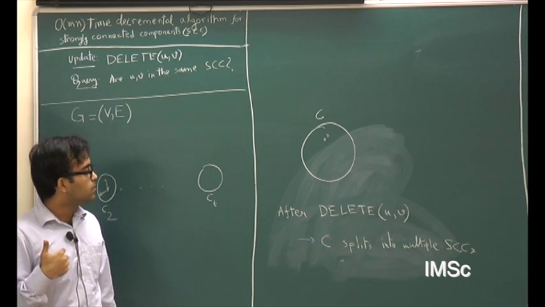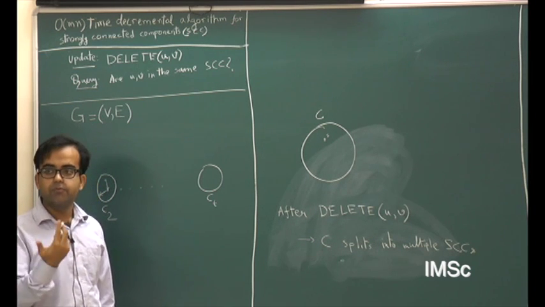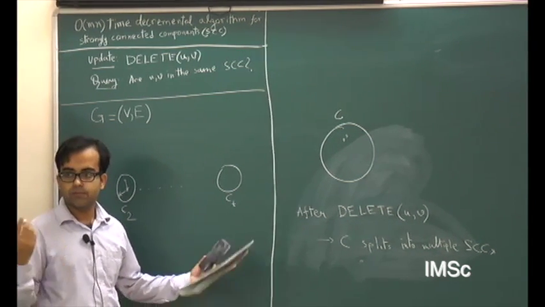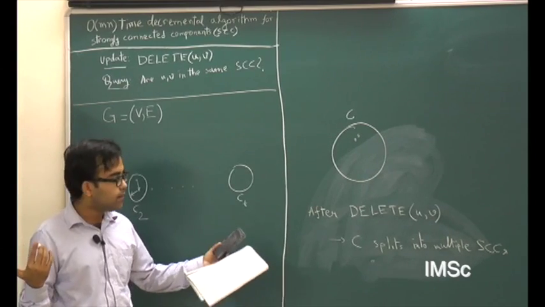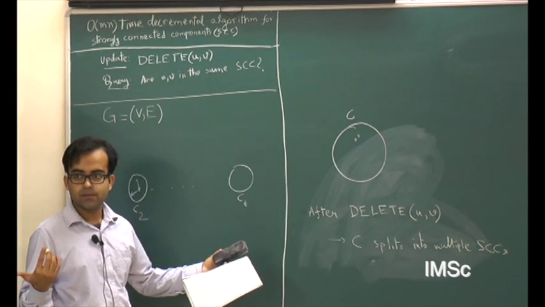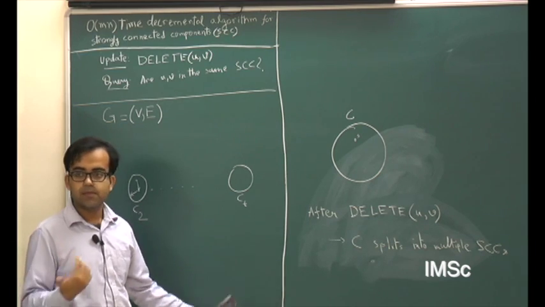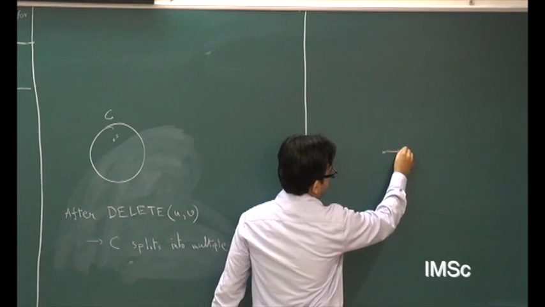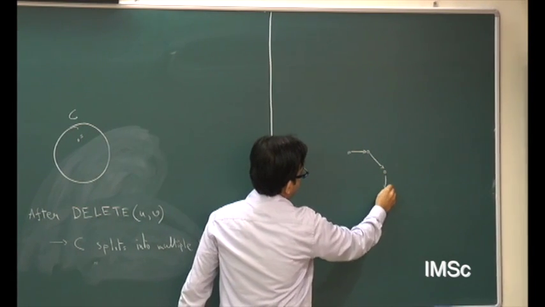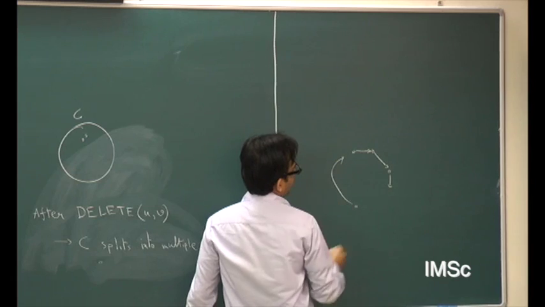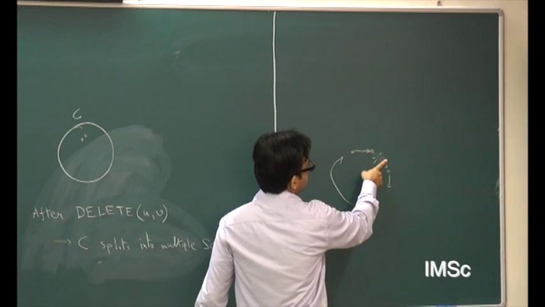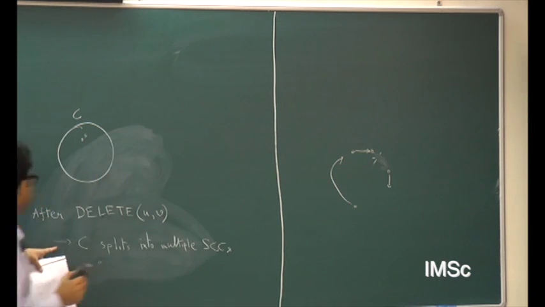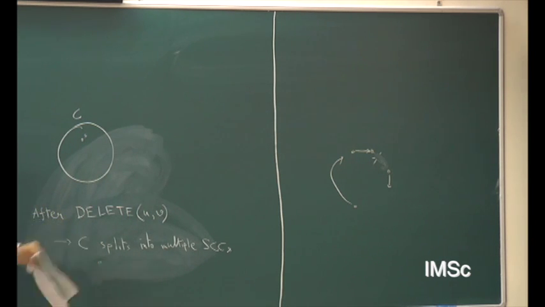Question: in an undirected graph, if you remove one edge, how many components can it split into at most? 2. In a directed graph, is it going to be the case? No. Can you give an example? Exactly. Just consider this cycle. It is a very long cycle, and you just delete one edge from it, it just splits into n strongly connected components. So, after this edge deletion, it can split into multiple strongly connected components.